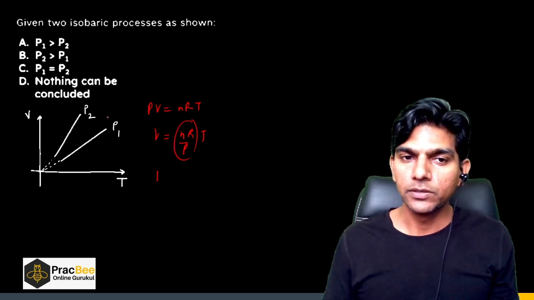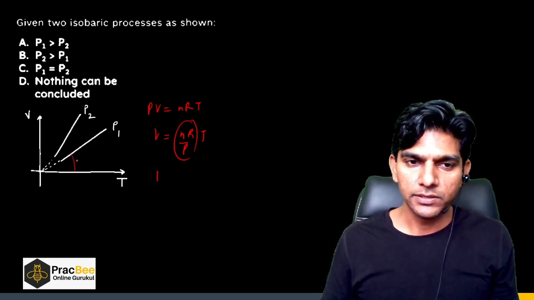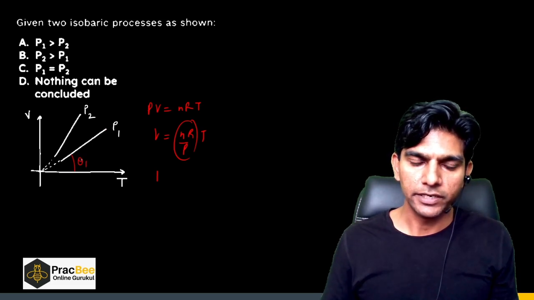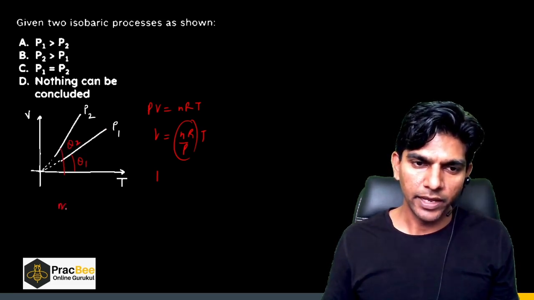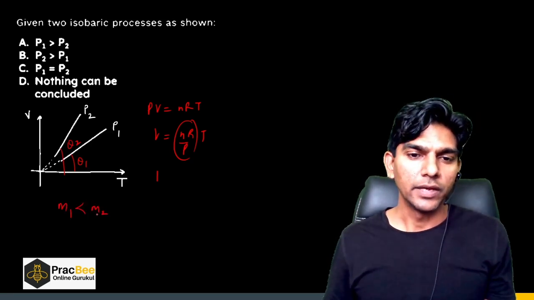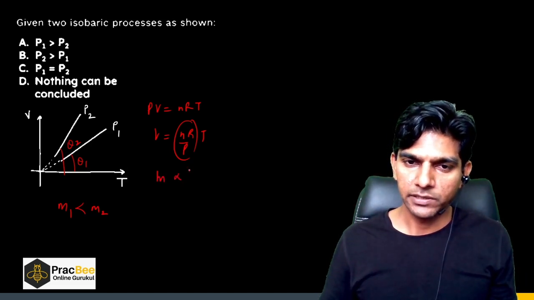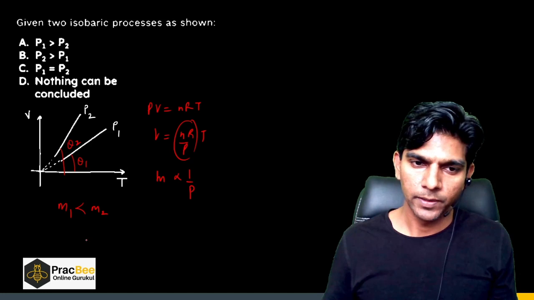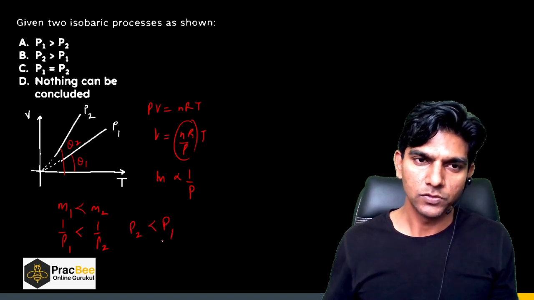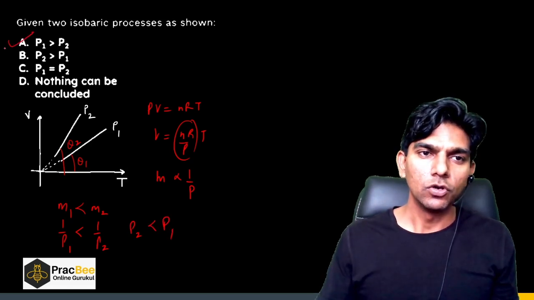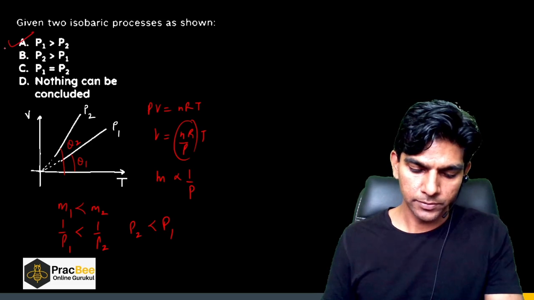In this case, this angle is theta 1, right? And this angle is theta 2. So we know that theta 1 is less than theta 2, right? And we know that the slope is inversely related with the pressure. So we can say 1 by P1 will be less than 1 by P2. So P2 will be less than P1. So P1 is greater than P2. So option A is the right answer.